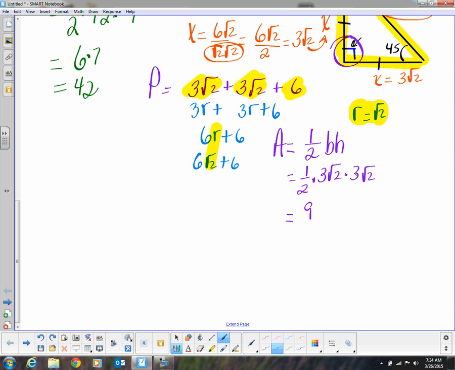9. What's square root of 2 times square root of 2? Square root of 4 all over 2. What's square root of 4? 2. And what happens to the 2's? So this is, oh, did I really? Guess what?